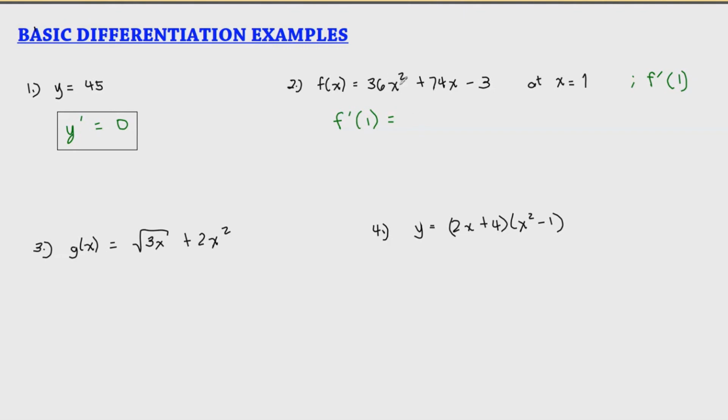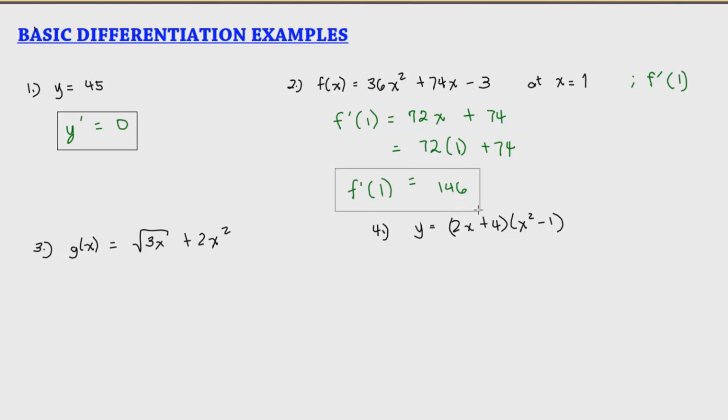So we get 36 times 2, which is actually 72, times x, plus 74, and then this one is 0, and then you substitute the value of 1 for x. So what we have here is f prime of 1 is equal to 146. So the answer here is 146.